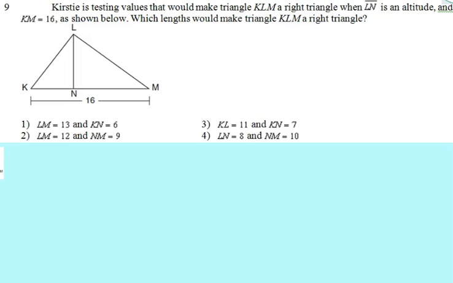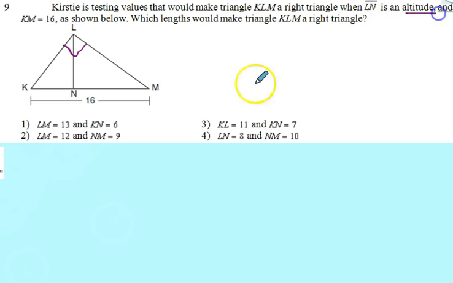Looking at the results of your multiple choice part, question number 9 seems to be the most boggling. So let's consider what was supposed to be done here. Christy is testing values that would make triangle KLM, that's the biggest one, a right triangle. So she's testing the numbers that make this angle a right angle.